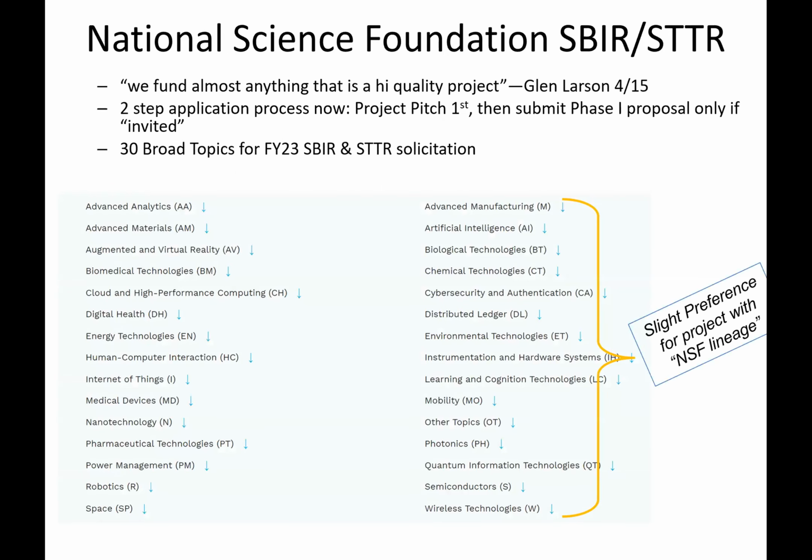That's what I mean by their breadth. Glenn up there, who's now left as one of the program officers at NSF, I loved his quote. You know, we fund almost anything that's a high quality project, and almost anything means we'll fund almost anything in these broad 30 topical areas. So you got things like materials, high performance computing, medical, space.